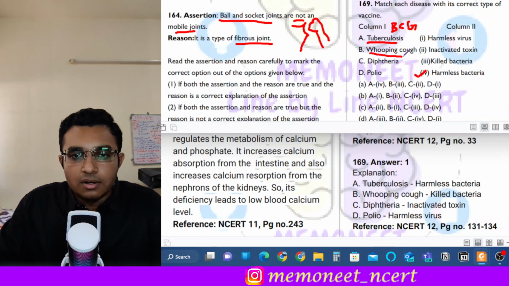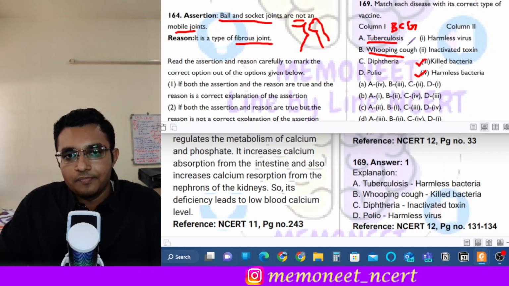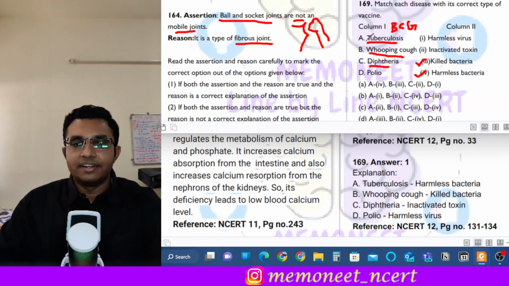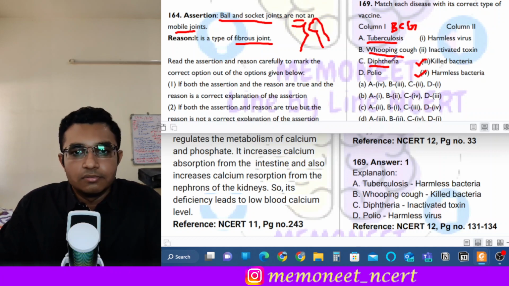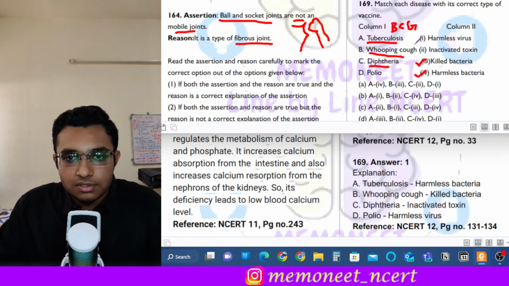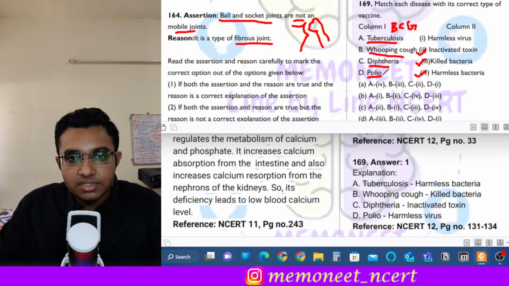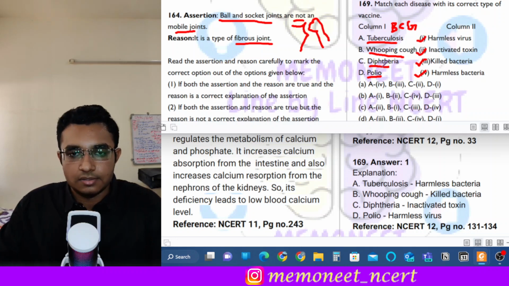Next is whooping cough. Whooping cough is nothing but pertussis, and the pertussis vaccine is what? It is made from killed bacteria. So B goes with 3. Next is diphtheria. As we know, diphtheria is a toxin mediated disease. So for the vaccine also we use the inactivated diphtheria toxin. Okay, so option C goes with 2. And polio is a viral disease, so for the vaccine purpose we use the harmless polio virus. So here the correct option is option 1.